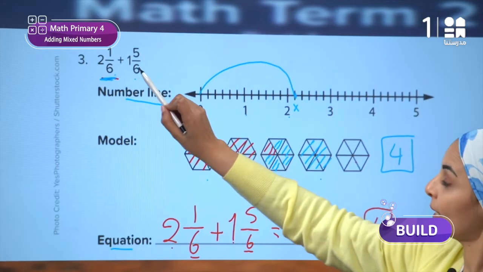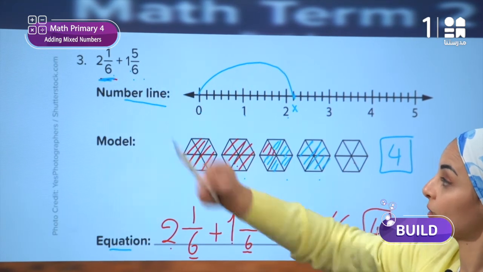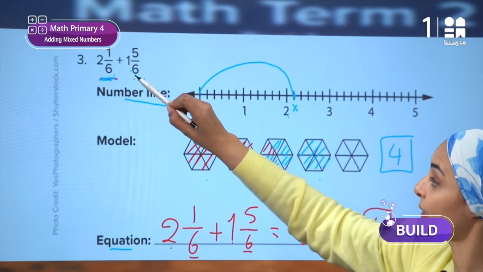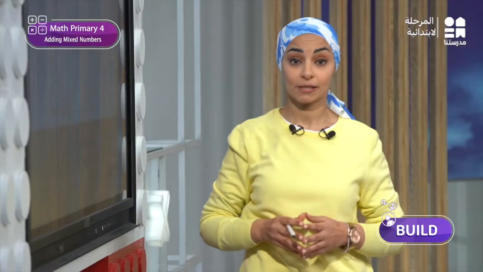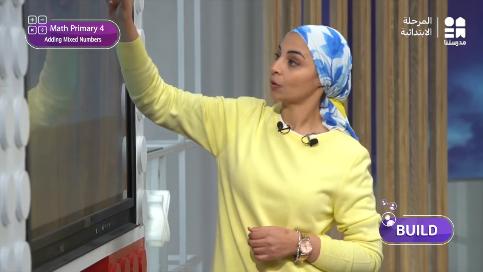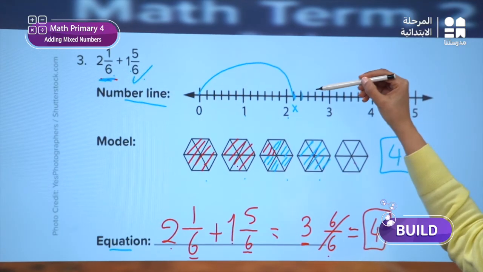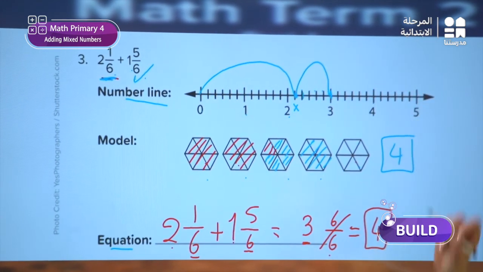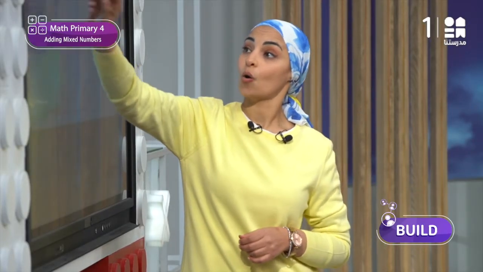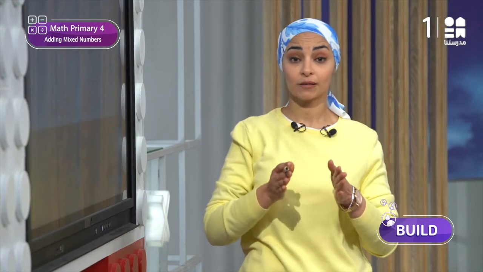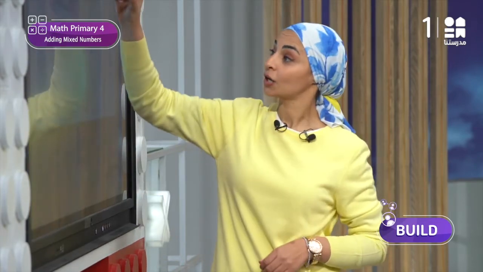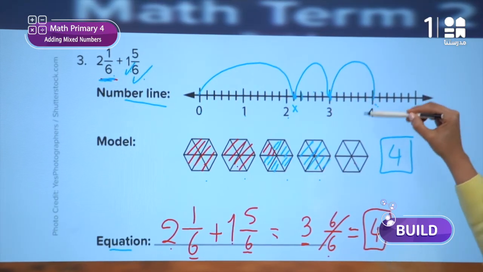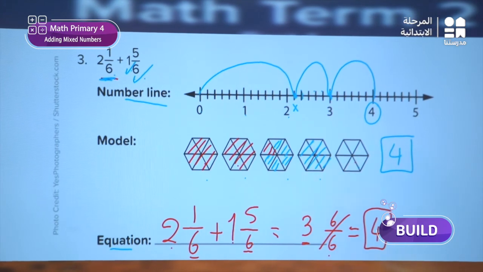مش أنا لازم أعمل add لـ 1 plus 5 over 6، يبقى هعمل addition لـ 5 over 6. Okay, يبقى I will move 1, 2, 3, 4, 5 till I reach 3, right? Then after that I will add the whole 1. طب أنا كده واقفة عند 3 and I will add whole 1 to reach 4, right?